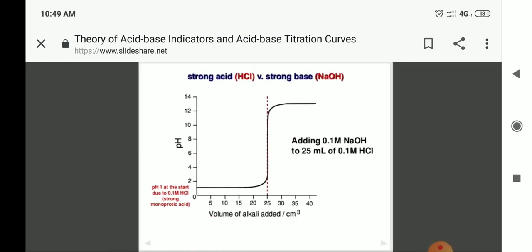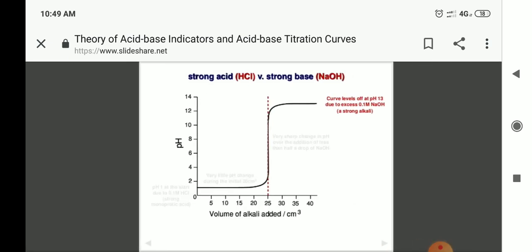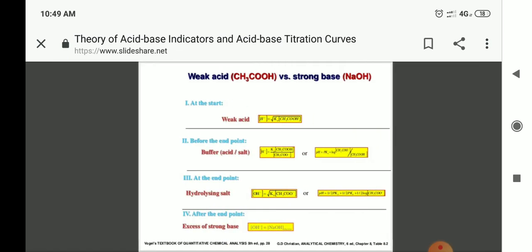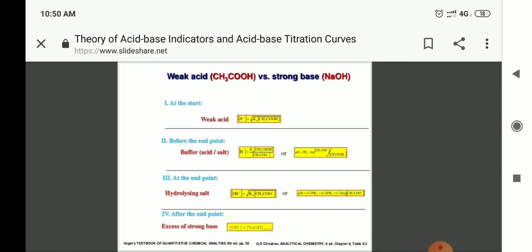Next is the weak acid, acetic acid, versus strong base NaOH. At the start, in the pH meter titration of weak acid and strong base, for the weak acid the concentration of H+ is the root of Ka times the concentration of acetic acid. Before the end point it is a buffer, acid and salt: the concentration of H+ is Ka times acetic acid upon acetate, that is CH3COO-, and the pH is equal to pKa plus log of CH3COO- upon CH3COOH.